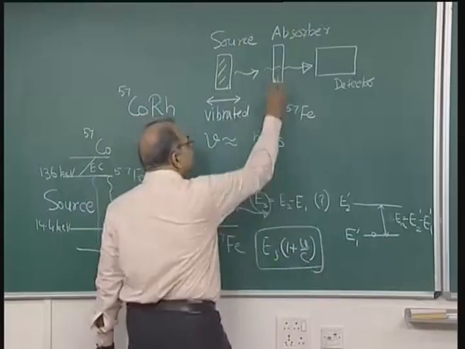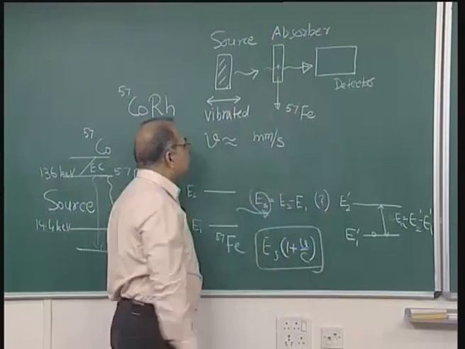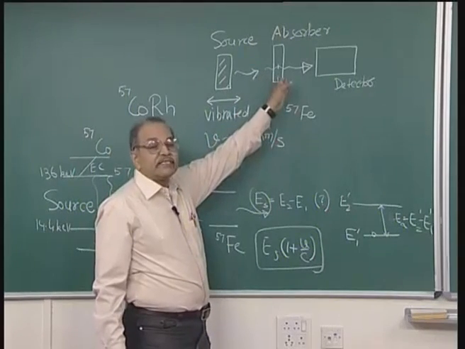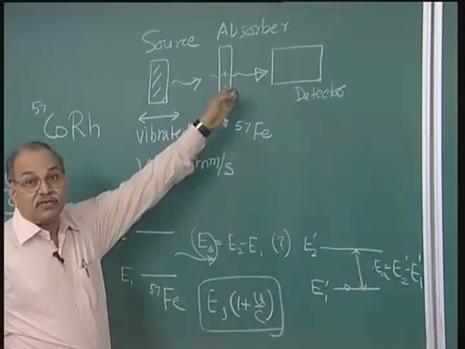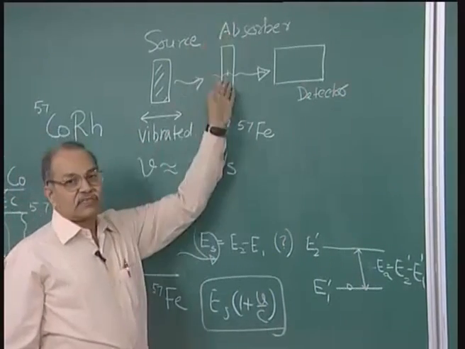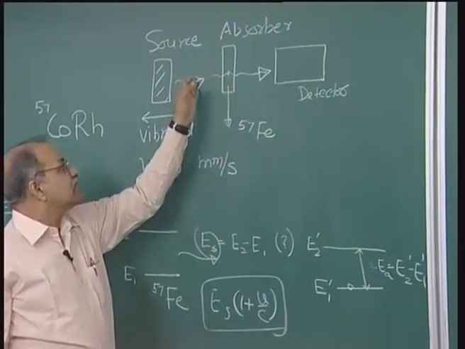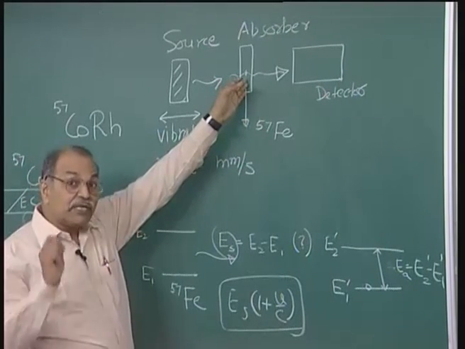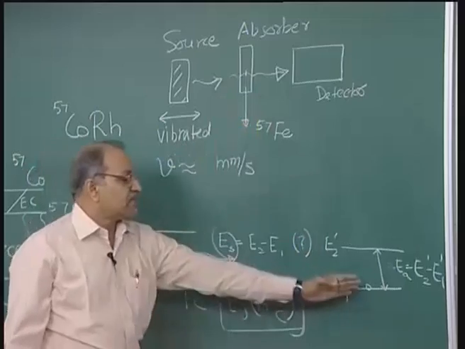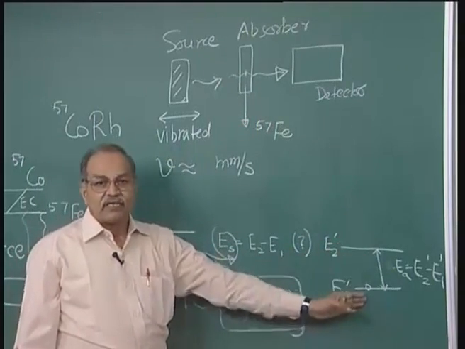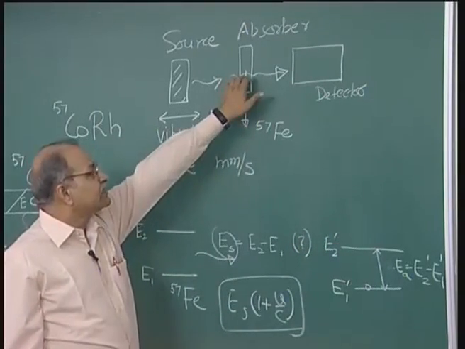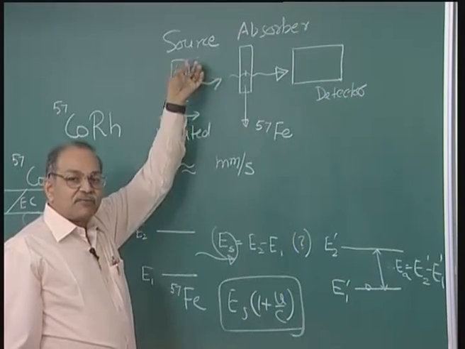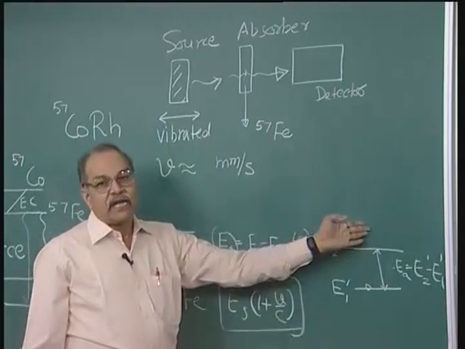So, then there will be a larger probability of this gamma ray getting absorbed in this solid, that is why it is called absorber. If the energy of this gamma ray which is coming to this solid is equal to the energy difference which is here, and this iron 57 here is sitting in the ground state, there will be a large probability of absorbing this gamma ray and going to the higher state.